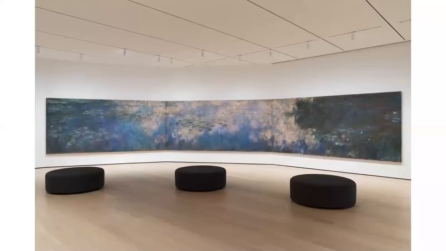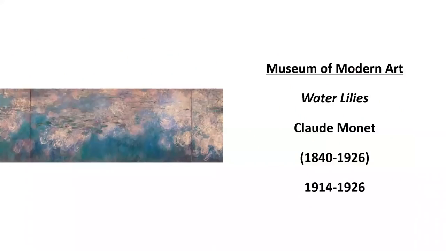Actually, let me go back from the beginning. So again, Monet, born in 1840, passes away in 1926. So when he starts this, look, he's 74 years old when he starts working on this painting. And that's 74 years old in 1914, which is a little bit different than 74 years old today.